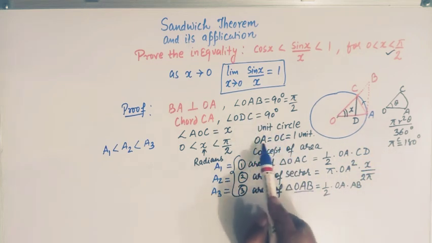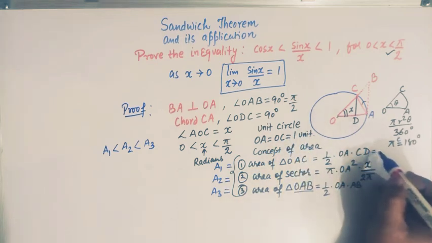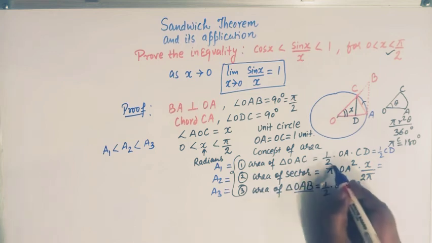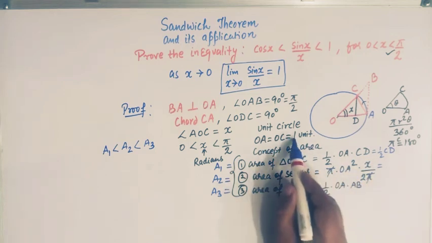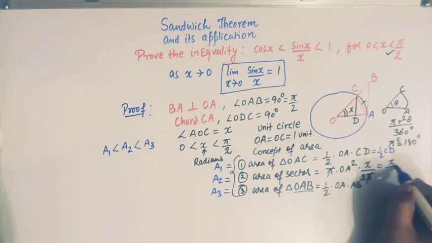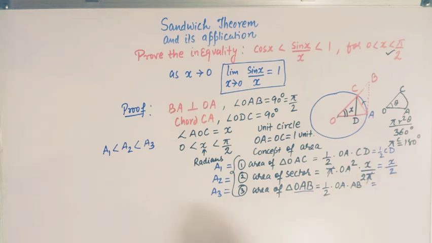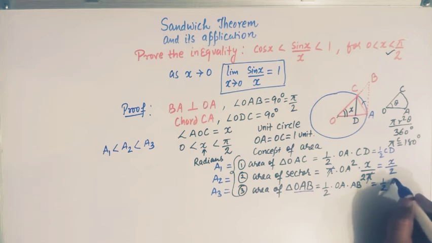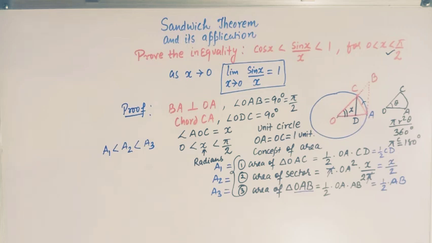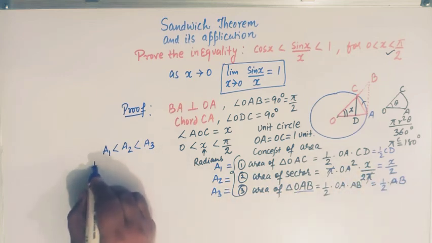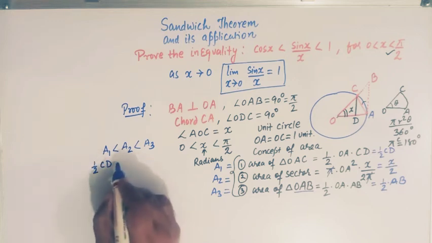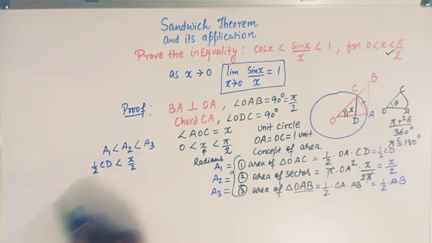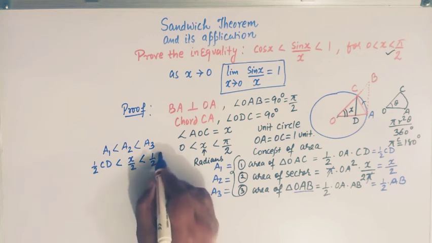here we see that OA is 1 unit. So if we substitute OA equal to 1 here, we get half CD. Clear? Now here pi and pi get cancelled, and OA is 1 unit, so 1 square is 1, so we are left with only x over 2. Clear? Okay. Now here OA is 1, so we are left with half times AB. Clear? So this is half times AB. So if we substitute the values of these areas in this inequality, we get half of CD is less than x by 2 and less than half of AB, right?